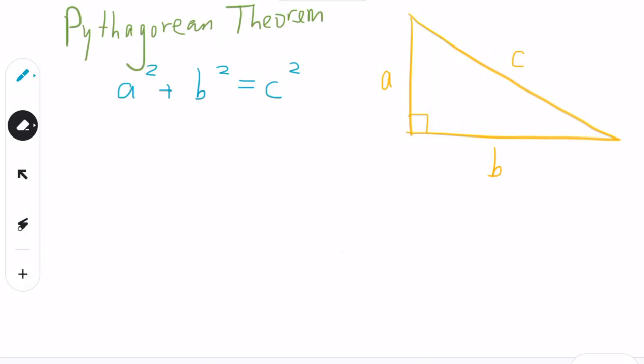So up to this point, we've only looked at problems where we're missing the hypotenuse. The hypotenuse, remember, is C, the longest side in the triangle. We could also have problems where we're missing one of the legs, either A or B. So we could look at an example of that now.